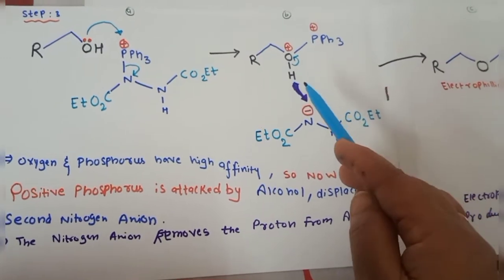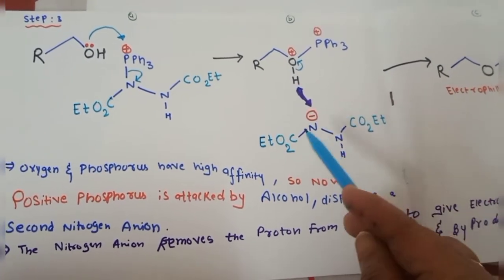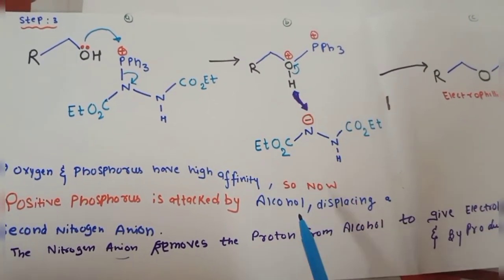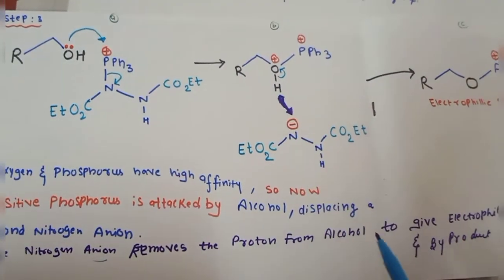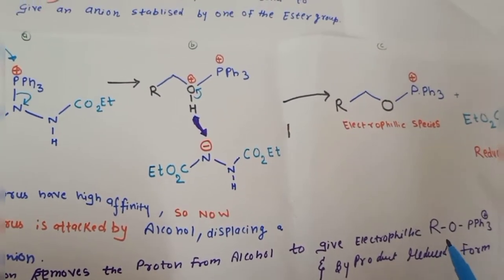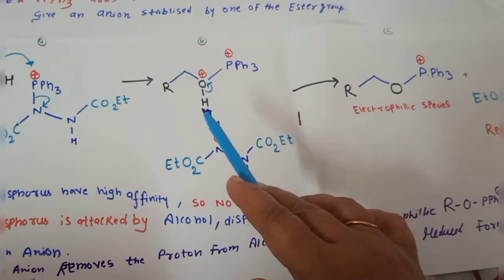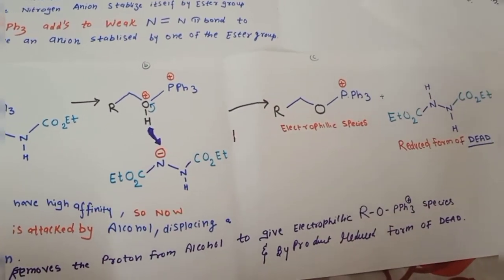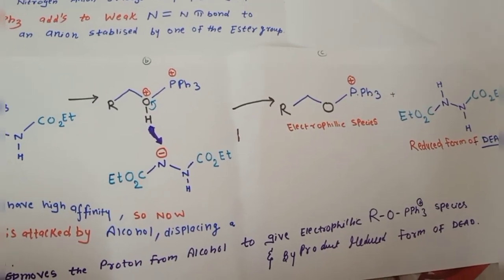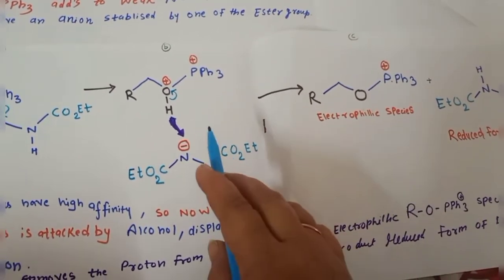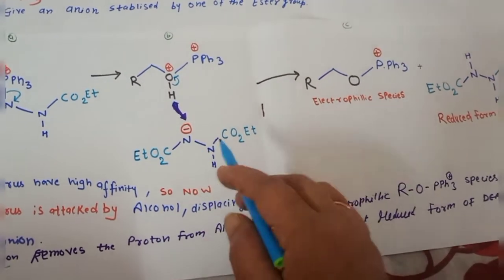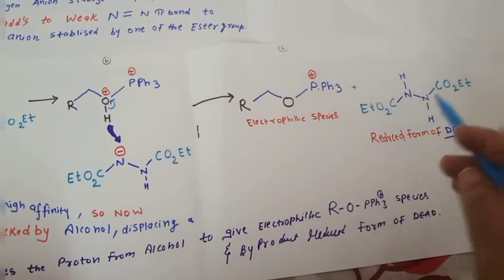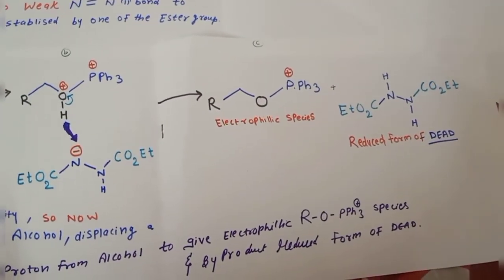This second nitrogen anion will remove the proton from the alcohol and it will give the electrophile ROPPh3. When this H is removed, the electrophile species is formed and the reduced form of the diode is also formed. Why the reduced form? Because in the beginning we had seen there are two double bonds present between these two nitrogens. Now when this hydrogen is also attached here, it will have this structure. So this is the reduced form of our DED.